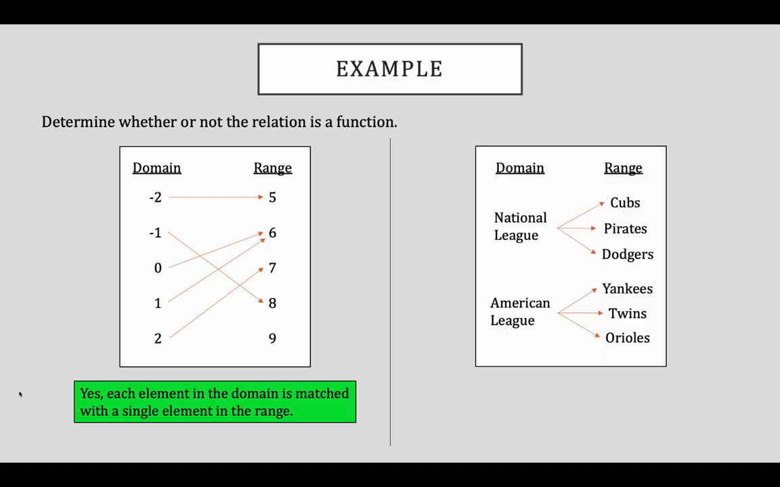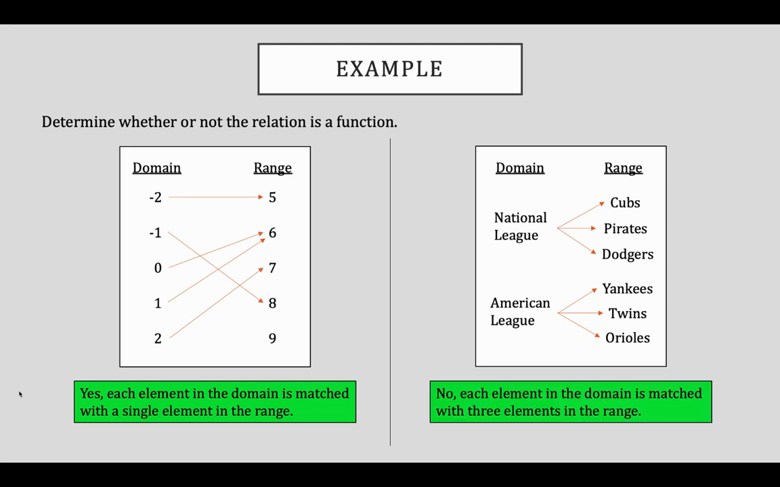All right. Is this a function? We have our domain being the National League, our range for the National League being the Cubs, the Pirates, and the Dodgers. And then also in our domain, we have the American League, made up of the Yankees, the Twins, and the Orioles. Is this a function? The answer here, no. Each element in the domain is matched with 3 elements in the range. Again, by definition, for every input, there is exactly one output.